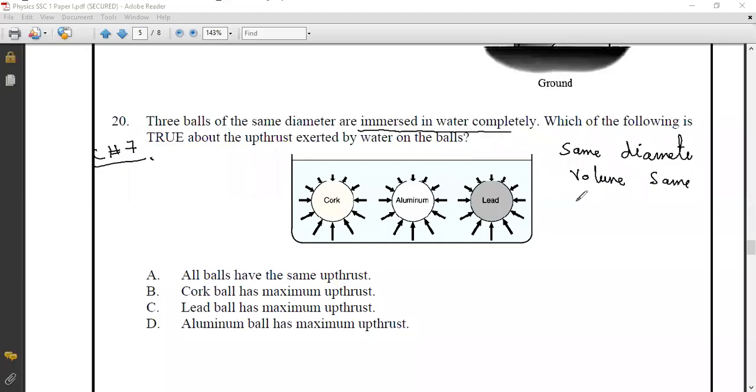So these three balls will have the same diameter and the same amount of volume. According to Archimedes' principle, when these balls are immersed in liquid, they will displace some amount of water, displaced water that is equal to their volume. So these three balls have displaced the same volume, and all these balls will be forced upward by water.